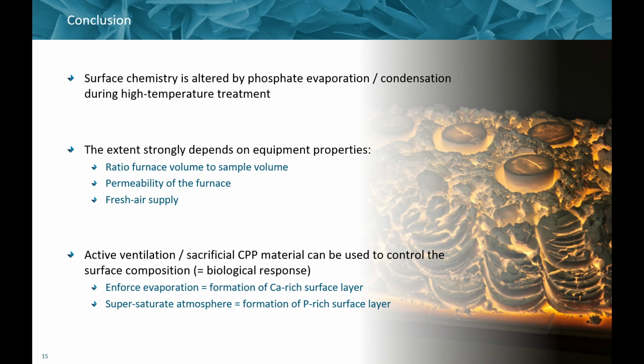And of course, there are furnaces with active fresh air supply, which can be used to strongly affect the amount of evaporated phosphate. By using active ventilation or sacrificial calcium pyrophosphate material, we can now control the surface composition very precisely. We can either enforce evaporation to form a calcium-rich surface layer, or we can supersaturate the atmosphere and provoke condensation and thus form a phosphate-rich surface layer.